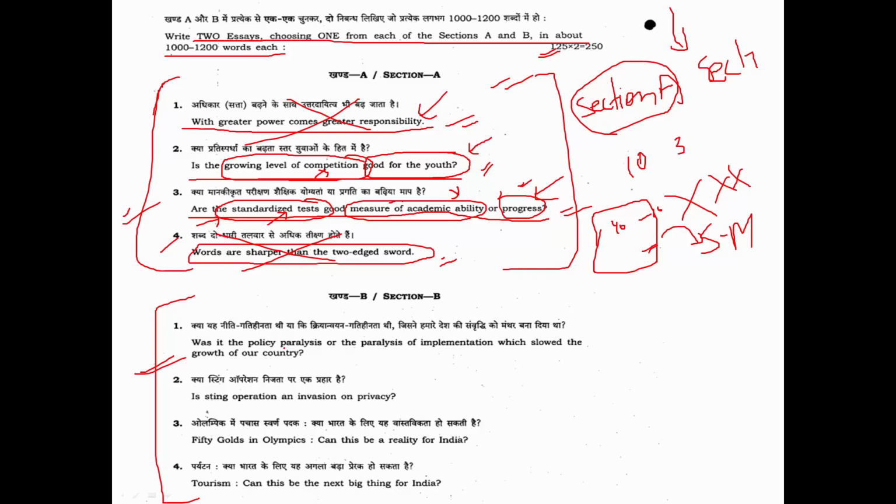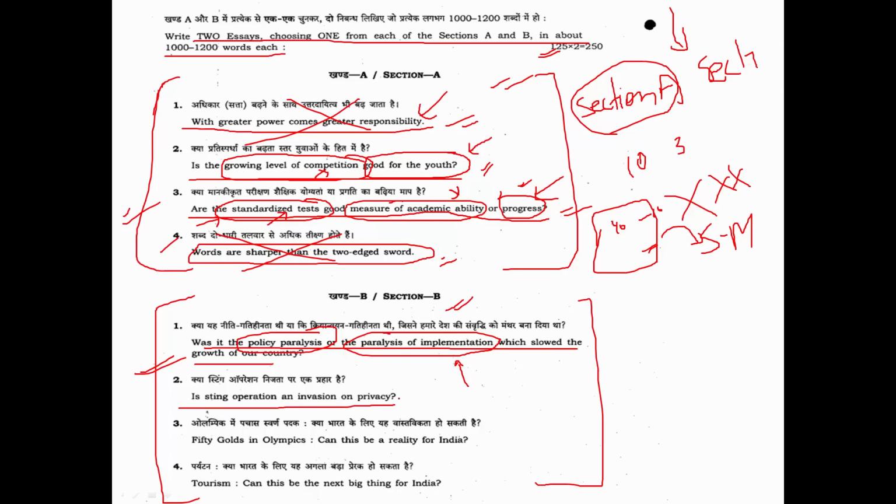We can also look at these essays. There was the policy paralysis, or the paralysis of implementation, which slowed the growth of the country. Here they are talking about policy paralysis and paralysis of implementation, that is, paralysis of administration. If you have points, you can write about this topic, otherwise leave it. Then the second topic is sting operation and invasion of privacy. Here they are talking about the right to privacy. If you have enough points, also this is related to contemporary affairs. So if you are totally aware of contemporary things, then only write, otherwise leave it.